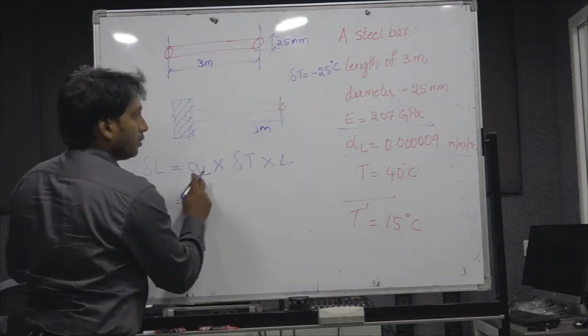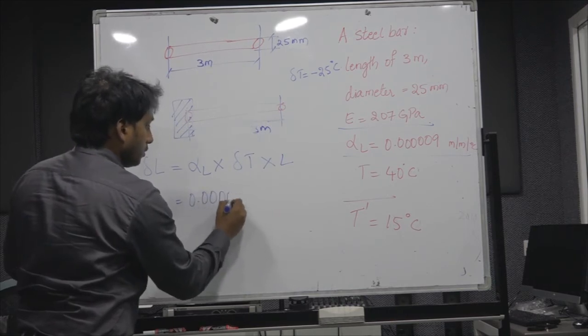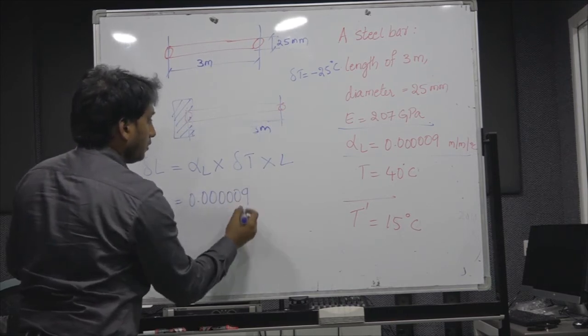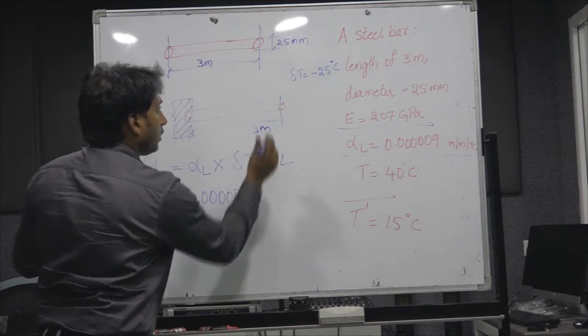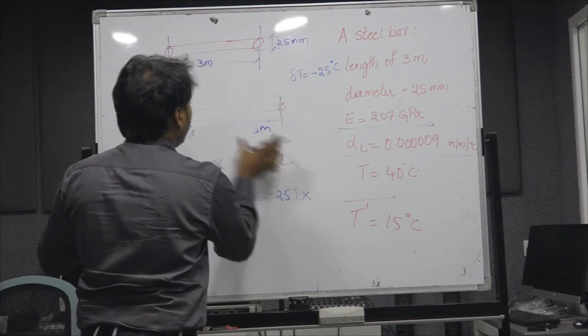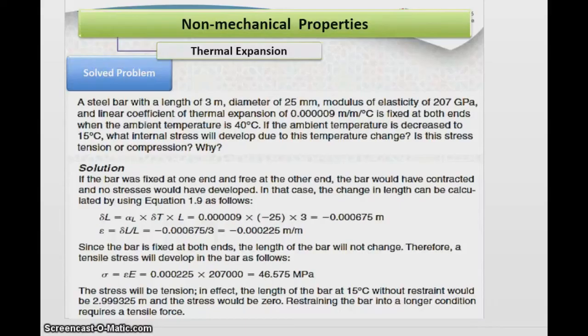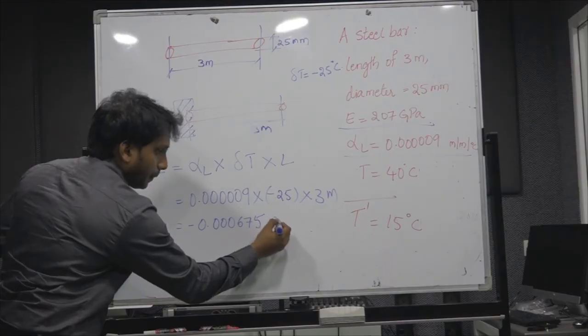So already you know this alpha L, 0.000009, into delta T, which is minus 25. The length is given as 3. So you can determine how much is delta L. If you solve this equation, you will get an answer of minus 0.000675 meter.